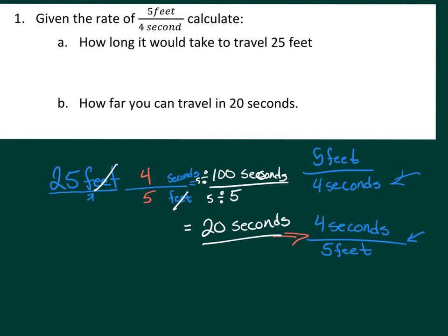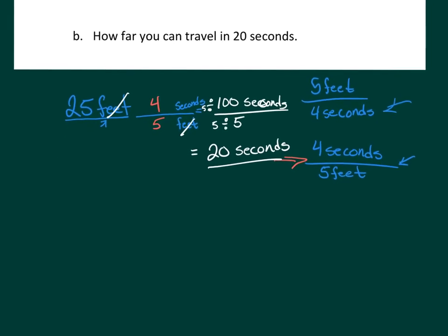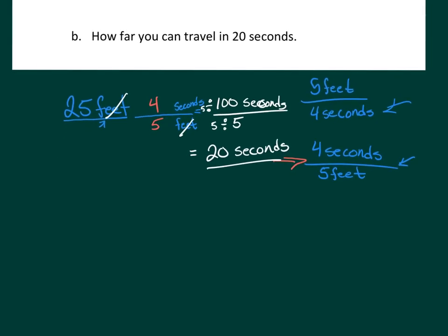All right, let's do the second one, because the second one is going to be the opposite. It says, how far can you travel in 20 seconds? So now we've switched it. Before it was giving us feet, now it's giving us seconds. So I'm going to do this one in a different color, and I'm going to move my screen up. So how far can you travel in 20 seconds? Let's get my pen back out. All right, so I've got 20 seconds.